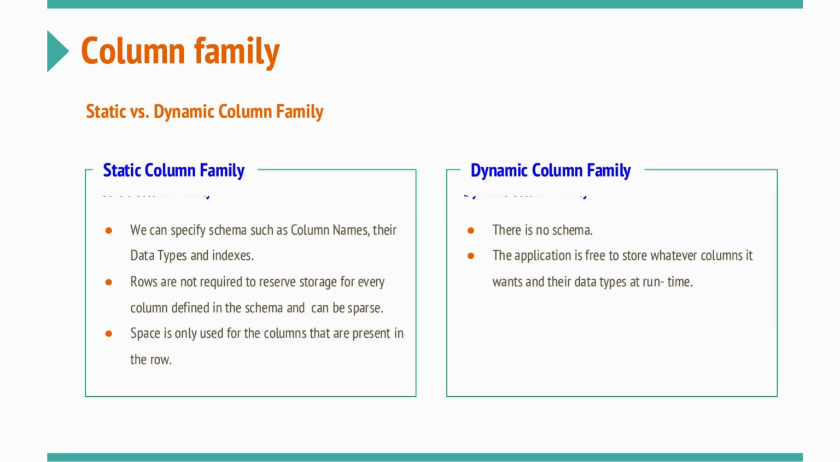When working with column families, you'll encounter two main types: static and dynamic. A static column family is closer to a traditional table. You can define a schema up front, specifying the column names and their data types. However, it's still flexible. Rows don't have to use all the defined columns. They can be sparse, meaning you only store the columns that actually have data for that row. A dynamic column family, on the other hand, has no predefined schema at all. Your application is completely free to add any column with any name at runtime. This offers maximum flexibility.